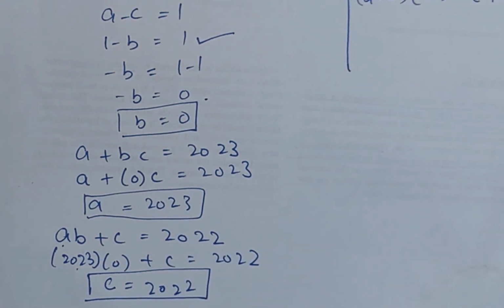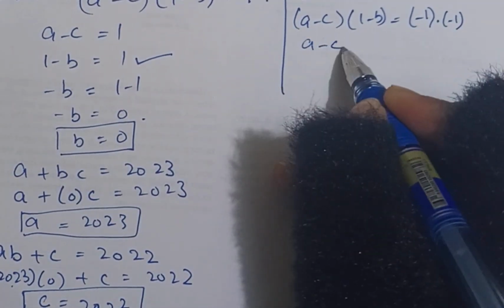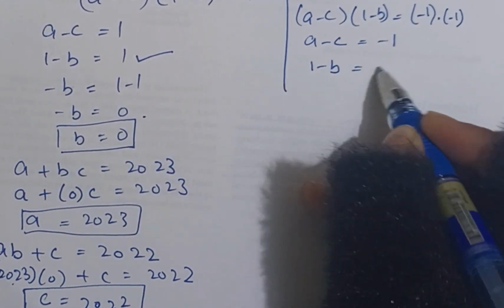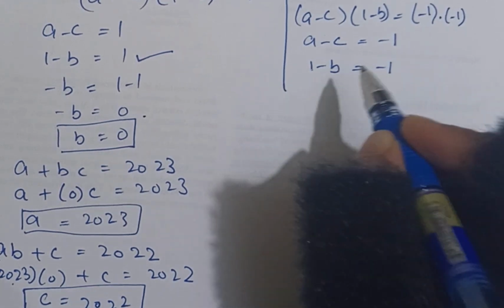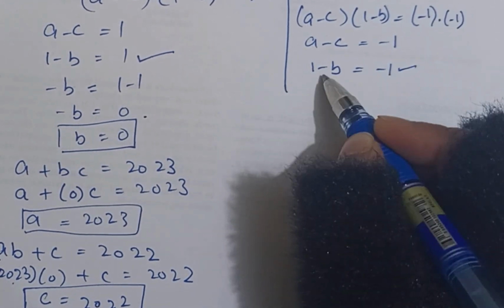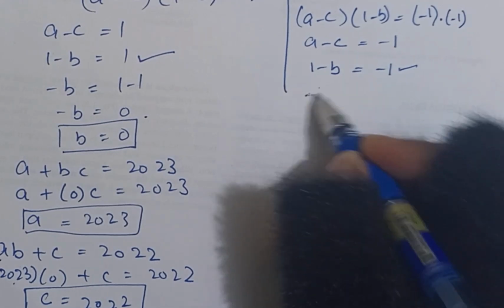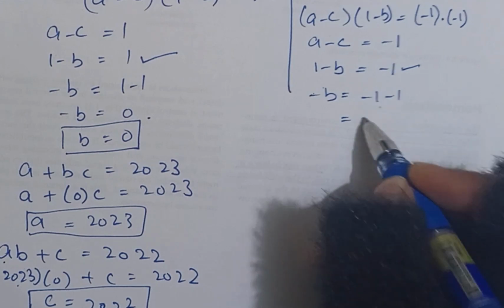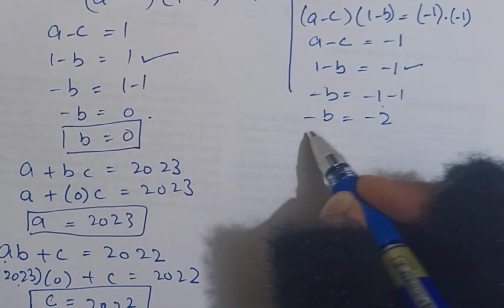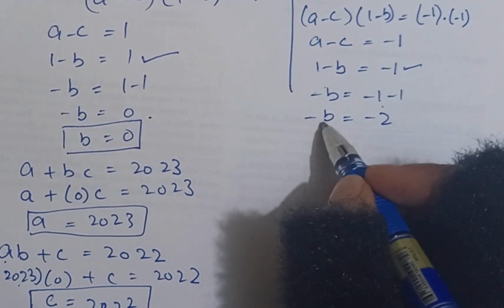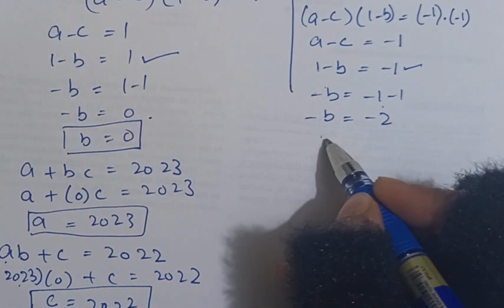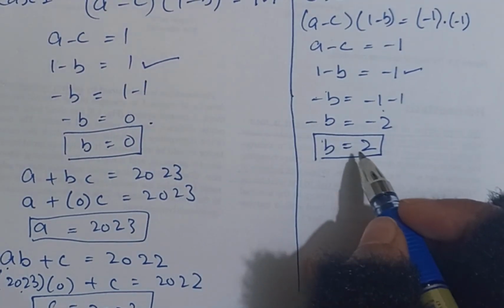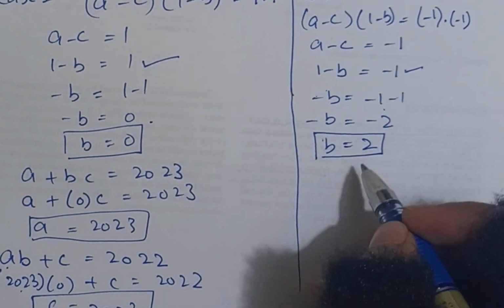Now look at case 2. This implies A minus C is equal to minus 1, and 1 minus B is equal to minus 1. Look at this equation. If we subtract 1 from both sides, then we get minus B is equal to minus 1 minus 1, so this will give us minus 2. If we multiply this equation by minus 1, then we get B is equal to 2. Now we substitute the value of B in equation 1 and equation 2.